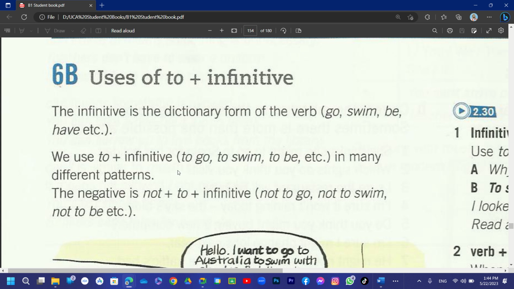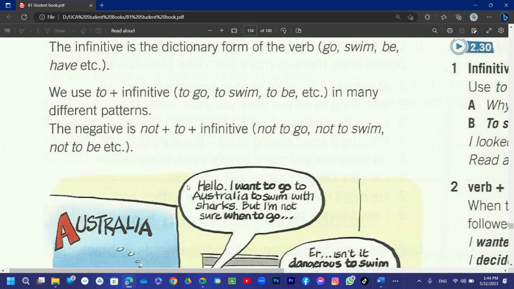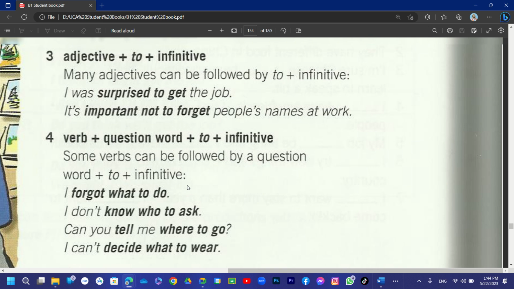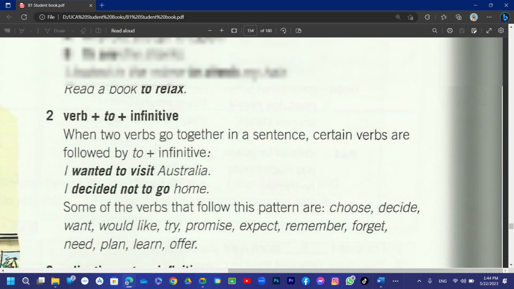We use to plus infinitive, for example, to go, to swim, in many different patterns. It means in many different places, okay? And the negative is putting not before the to, not after the to. Some people say to not go, which is actually correct in some places, but to be as grammatically accurate as we can, we have to put not first, okay? So not. And these are the four patterns that we mostly see.